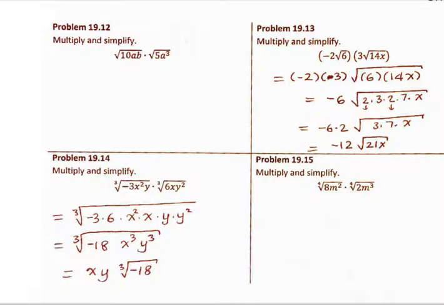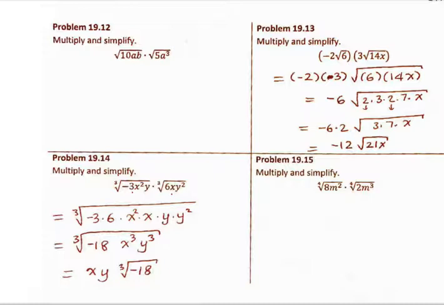Now let's look at problem 14. So we have cube roots. 2 cube roots are multiplied. So since they have the same index, we can just combine them inside the same radical. So whatever we have inside each of these will be multiplied inside the common radical.